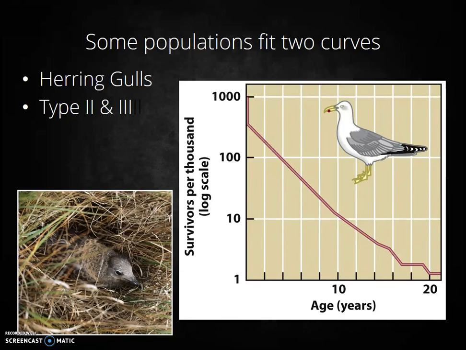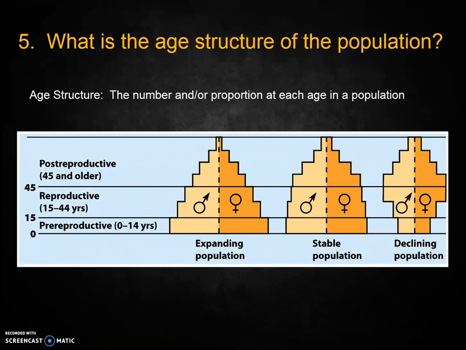It initially starts as type 3 as there is high mortality when the chick is young, defenseless, and in a nest on the ground. However, if the individual survives this initial age, the mortality reduces and it remains somewhat constant throughout its lifetime. The last of our 5 questions asks what the age structure of the population is.